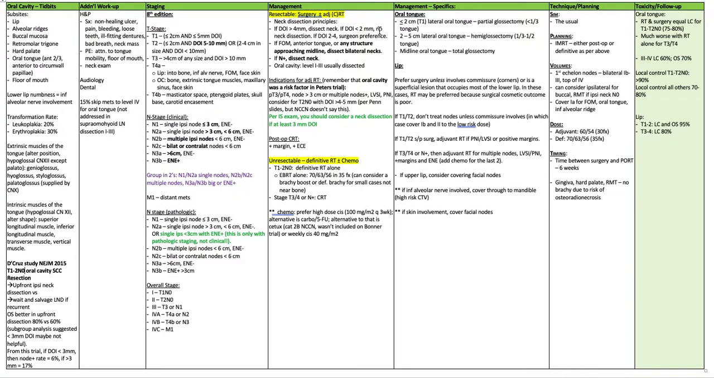Neck dissection principles: if the depth of invasion is greater than 4 millimeters, dissect the neck. If it's less than 2 millimeters, there's no neck dissection. If it's between 2 and 4 millimeters, then it's surgeon preference. If you have a floor of mouth cancer, anterior tongue, or any structure approaching midline, you dissect bilateral necks. Again, floor of mouth, anterior tongue, or any midline structure.